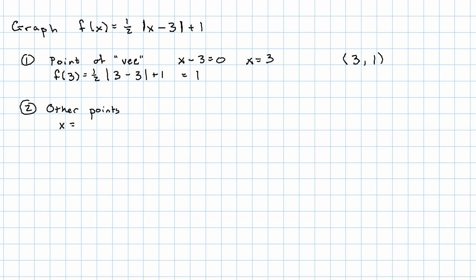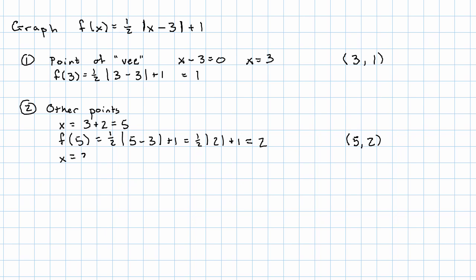So our first point is going to be where x is 3 plus 2 is 5. And then f of 5 is 1/2 times absolute value of 5 minus 3, plus 1. That's 1/2 times absolute value of 2, plus 1. Absolute value of 2 is just 2. 1/2 times 2 is 1, so this is just 1 plus 1 is 2. Our second point is going to be at 5, 2.